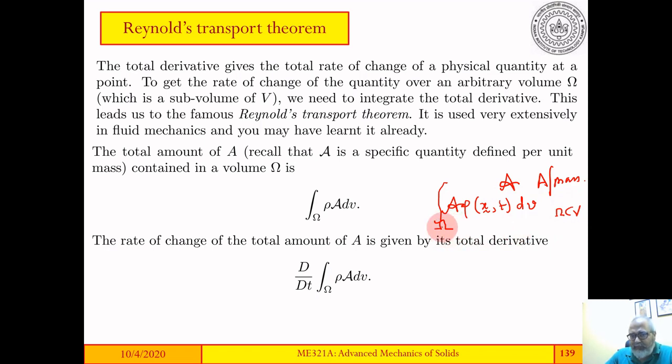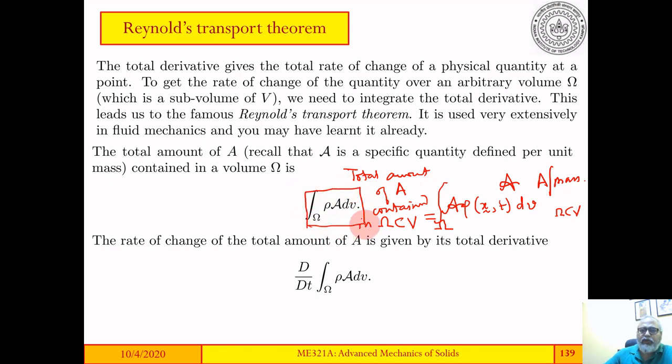So it can be any arbitrary sub-volume of V, then this is the total amount of A contained in that sub-volume. Total amount of A contained in the sub-volume. Write that down. Omega, which is a sub-volume of V, is this quantity.